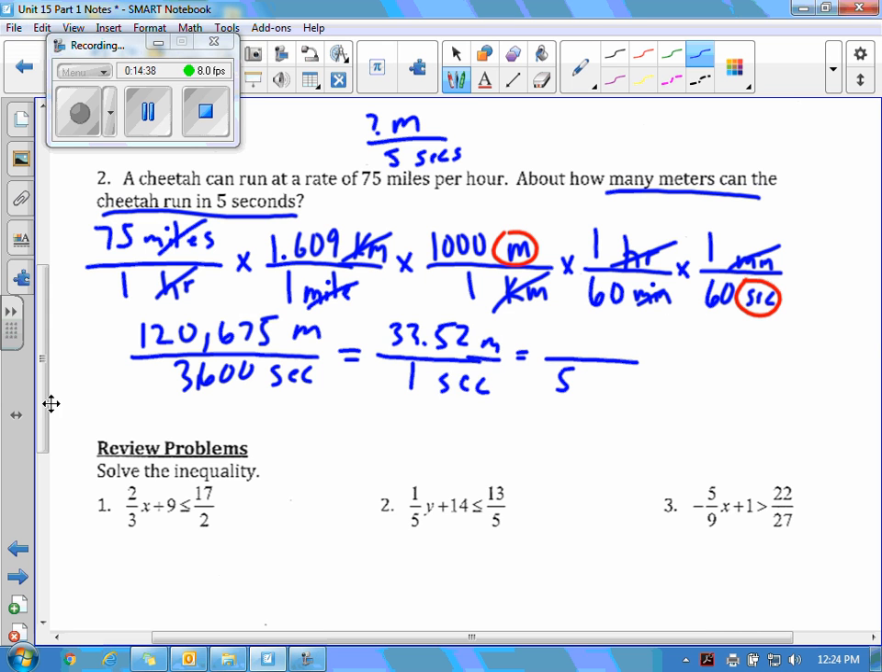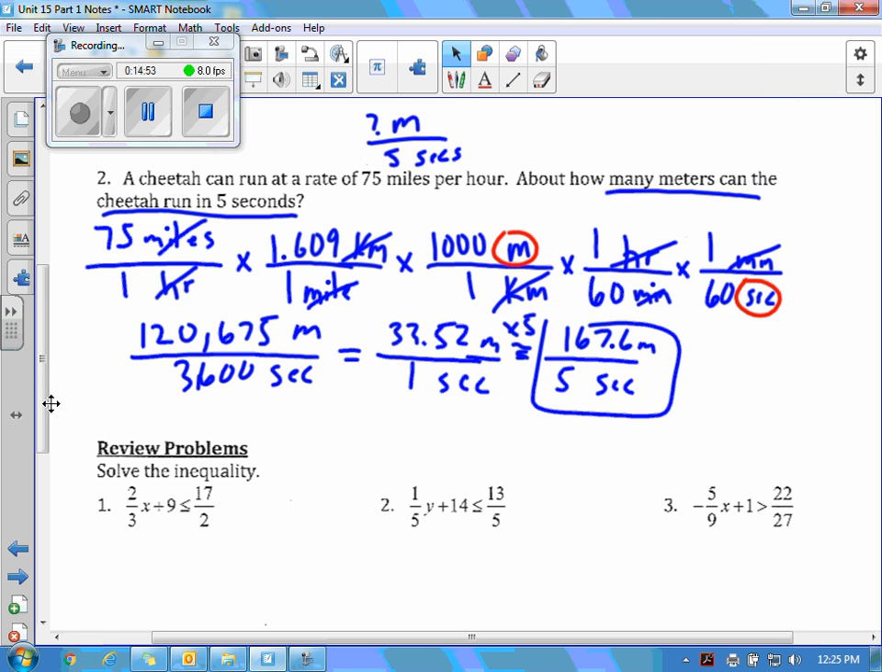And then we want to turn this into 5 seconds, so we can just multiply the top by 5, and we'll get 167.6 meters. So that's approximate. So a cheetah can run 167.6 meters in 5 seconds.